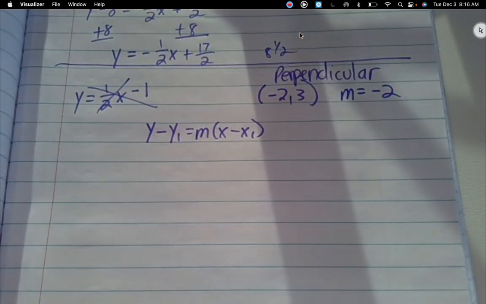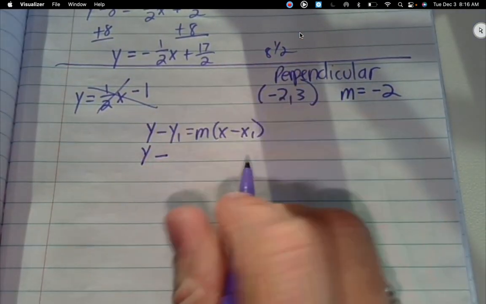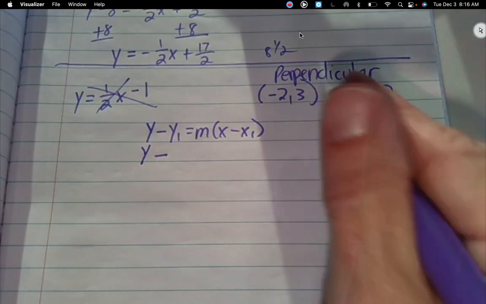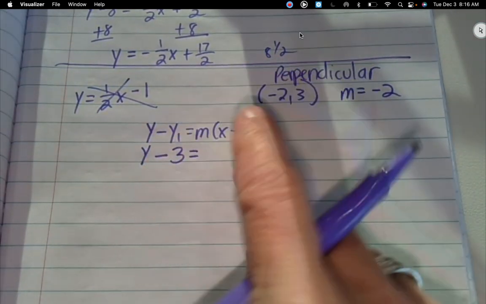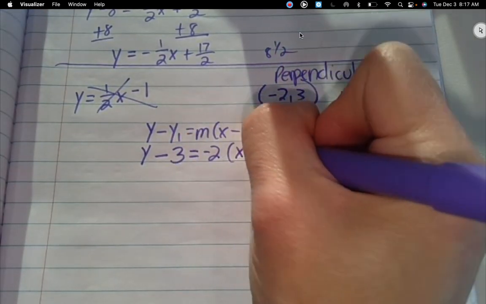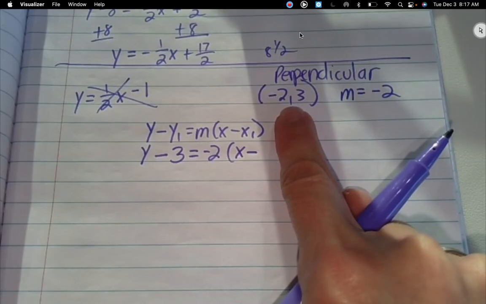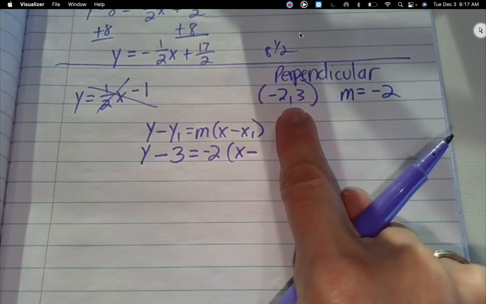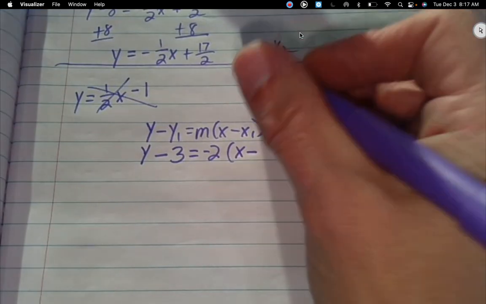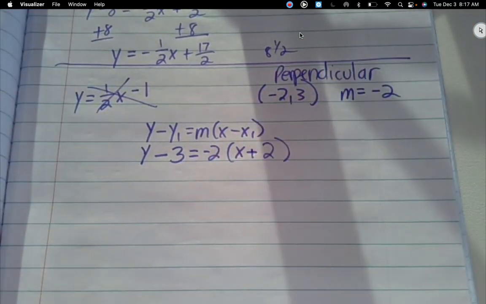That's point slope form. Y minus the y value. What's the y value? It's 3. Equals the slope, -2. And then x minus my x value. What is that x value? -2. What happens to minus a -2? Positive. Yeah, it changes to +2.